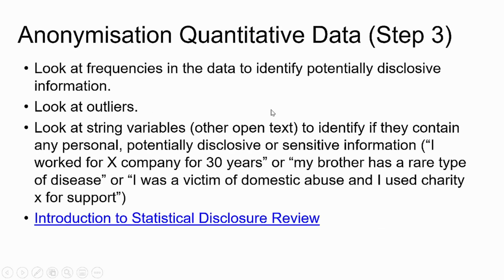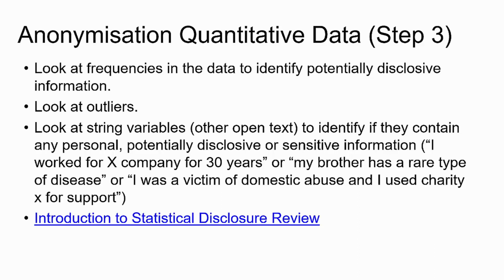And then step 3, where we look at the data in more detail. After we have narrowed down and identified the key variables and the indirect identifiers, we need to look at frequencies in the data to identify potentially disclosive information. Then we look at the outliers as well. As part of that, we need to look at string variables too.